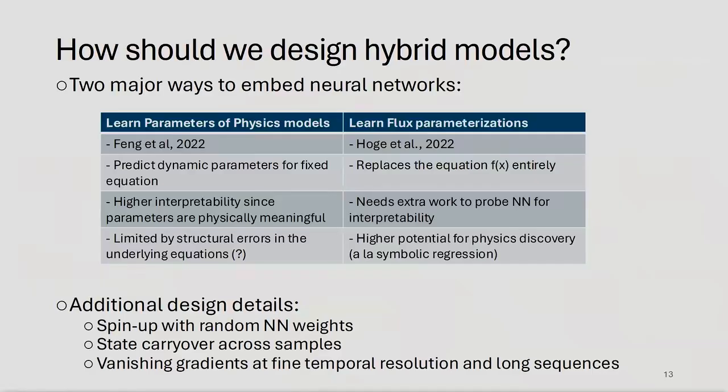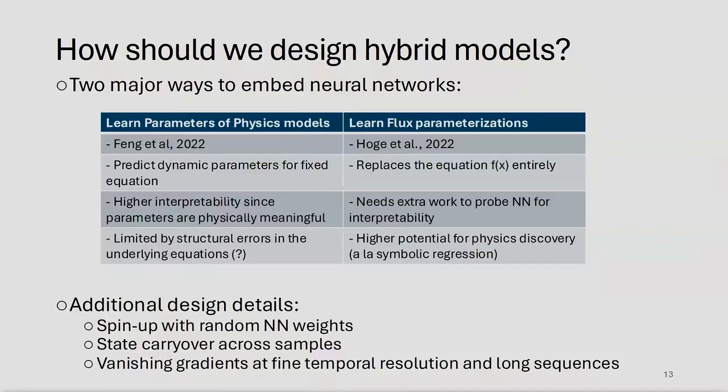And the main difference I feel like is that when we're learning parameters of physics-based models, we are in some way limited by the structure of the underlying physics-based model, whereas in flux parameterizations, there's an opportunity to learn something different. And once we have trained our MLP, we can do something like a symbolic regression and rediscover what the process equations could be.